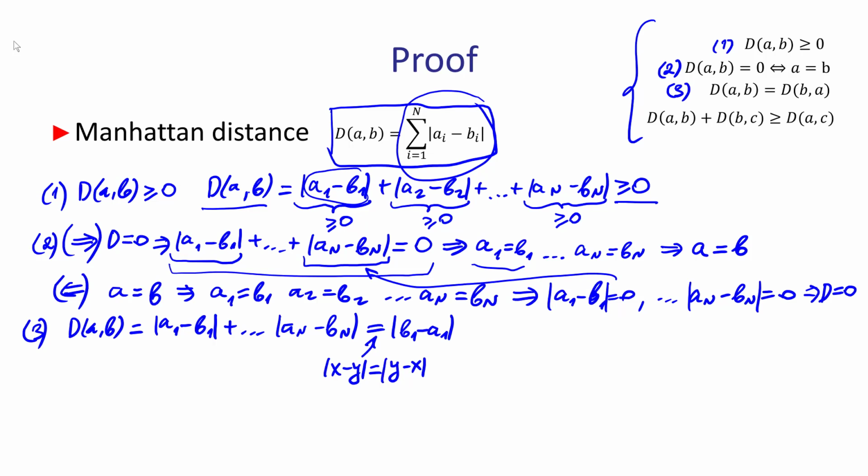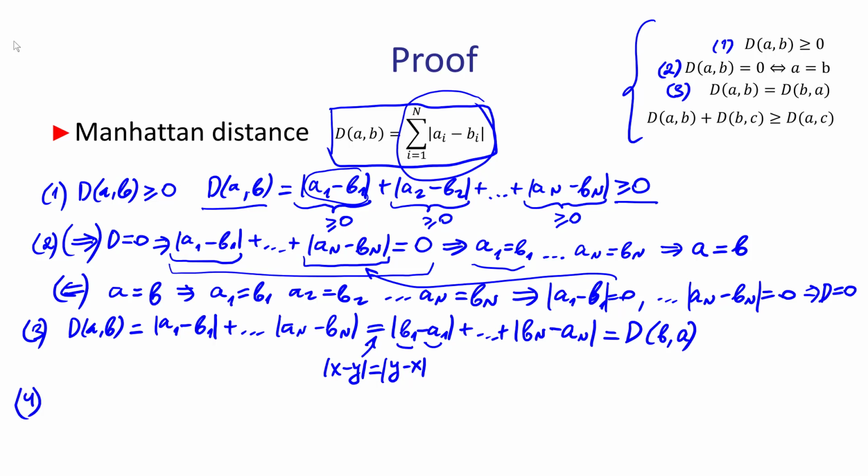Because it doesn't matter if you are changing the order of subtraction for any numbers, and those are just scalars, right? And then you're completing that with |bn minus an|, and this is exactly the distance that we wanted, which is d of BA. So we have proven the third one.